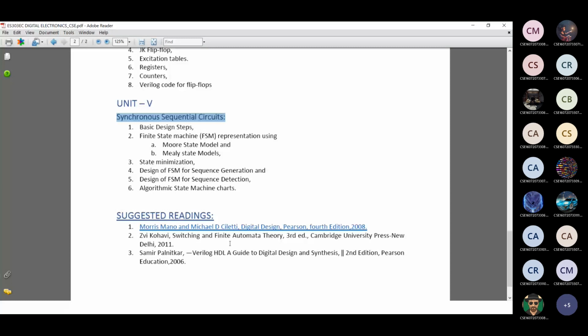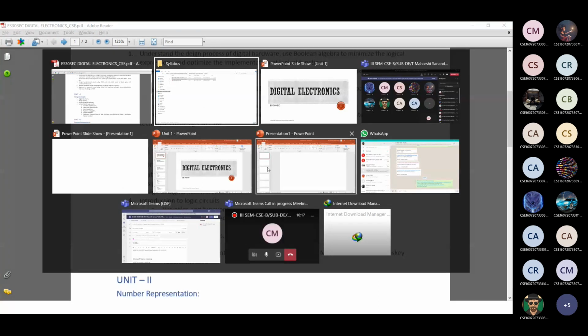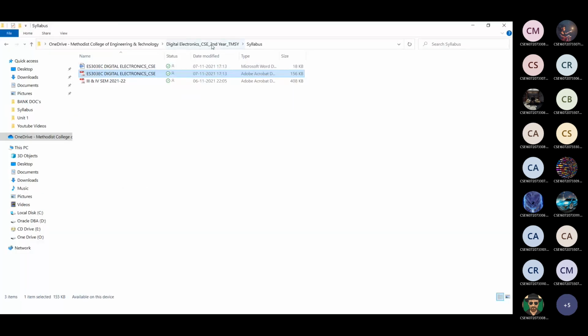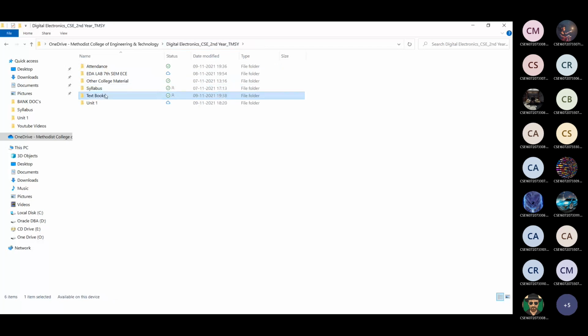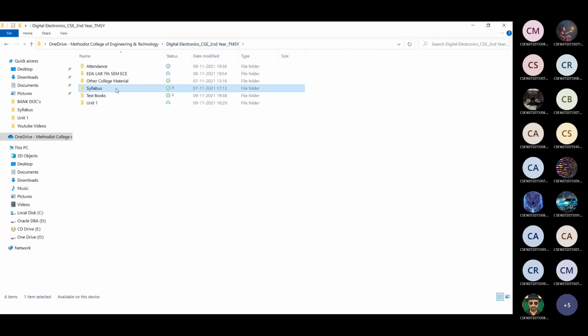These are some of the reference books. Better you follow this first book, which is Morris Mano, and for Verilog codes you can go with this third book, that is Samir Palnitkar. Apart from it, I will share some more local author books followed by PDFs also. In your group, I've already shared the link where you can find all these textbooks. In your WhatsApp group description, I've also shared this link and the syllabus copy.